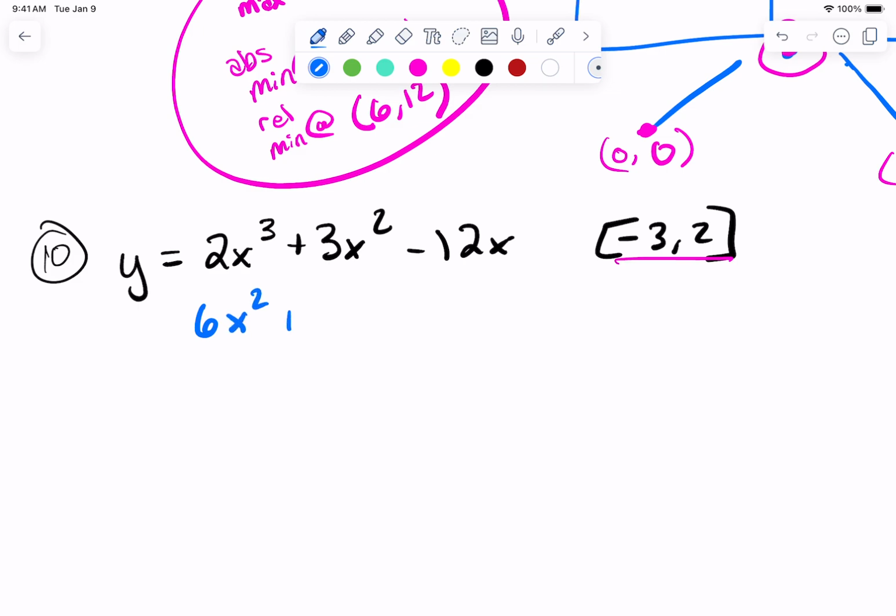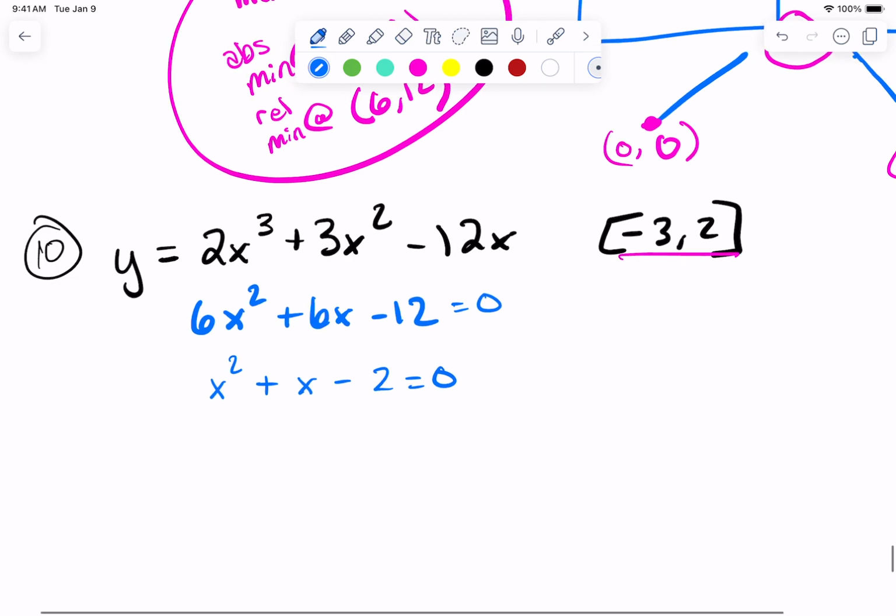6x squared plus 6x minus 12. Okay, now what? Divide by 6. Yeah, let's do. Set equal to 0. Divide by 6. Let's just divide everything by 6 and throw it in the garbage, right? So x squared plus x minus 2 equals 0. I can do that, I'm right?